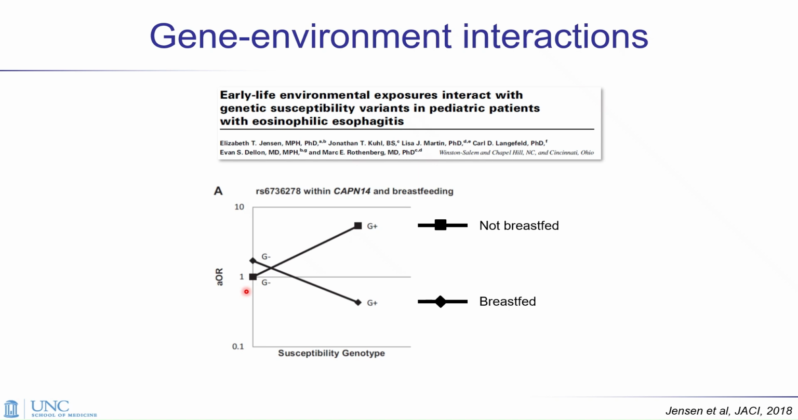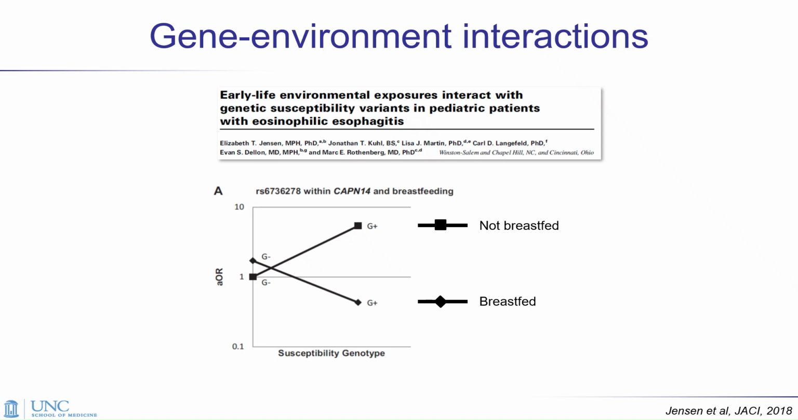However, if that child had the risky gene allele, which would be a predisposition, and was breastfed, that child actually had less likelihood of getting EoE. But if that child had that predisposition and was not breastfed, they had an increased chance of having EoE. And that's the gene-environment interaction.